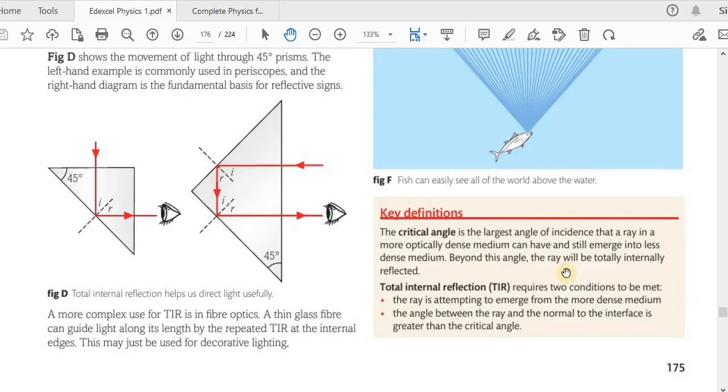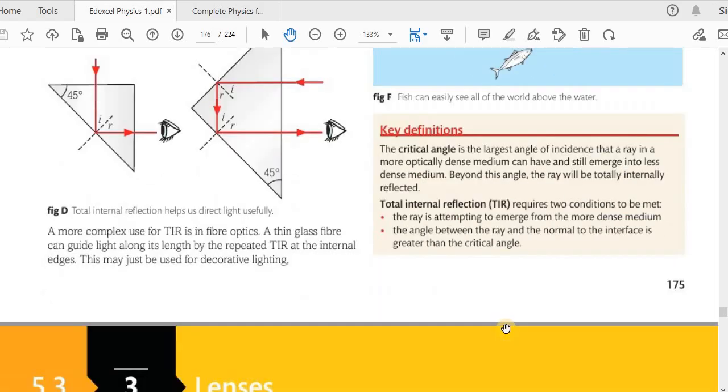The angle between the ray and the normal to this interface is greater than the critical angle. Remember, I told you these things already.